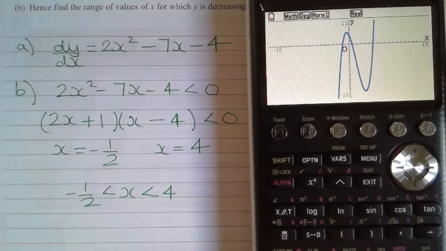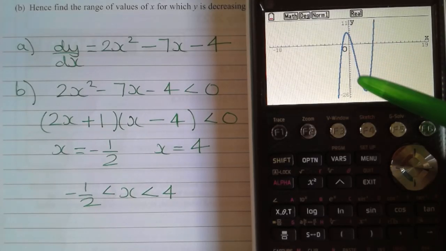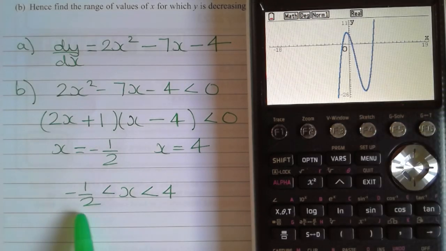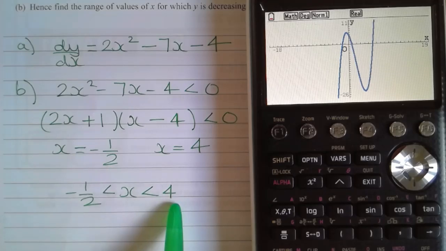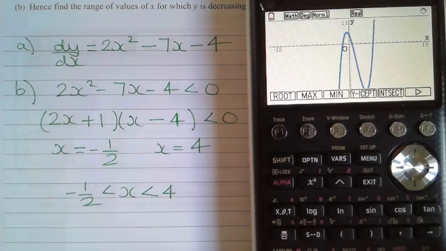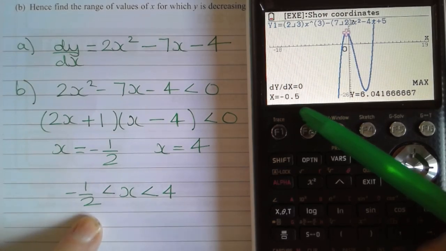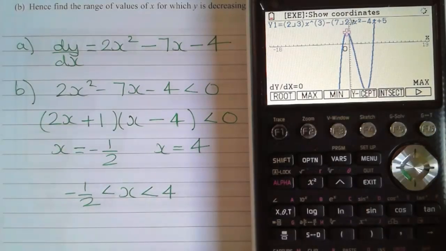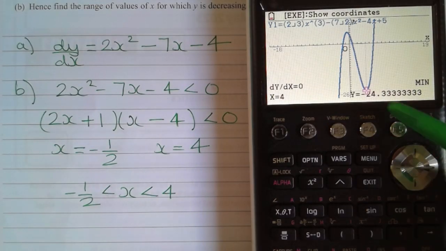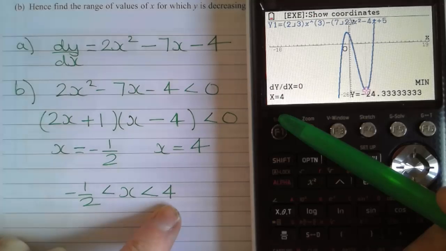There we go. Now we can see that the part of this graph where it's a negative gradient is this bit. It's the bit that's between the maximum and the minimum. So what we should find, hopefully, is that the maximum is minus a half and the minimum is 4. So if we go to gsolve max, then it tells us it's minus a half, which is what we'd expect. And then gsolve min, and it tells us that it's 4, which is what we expect.